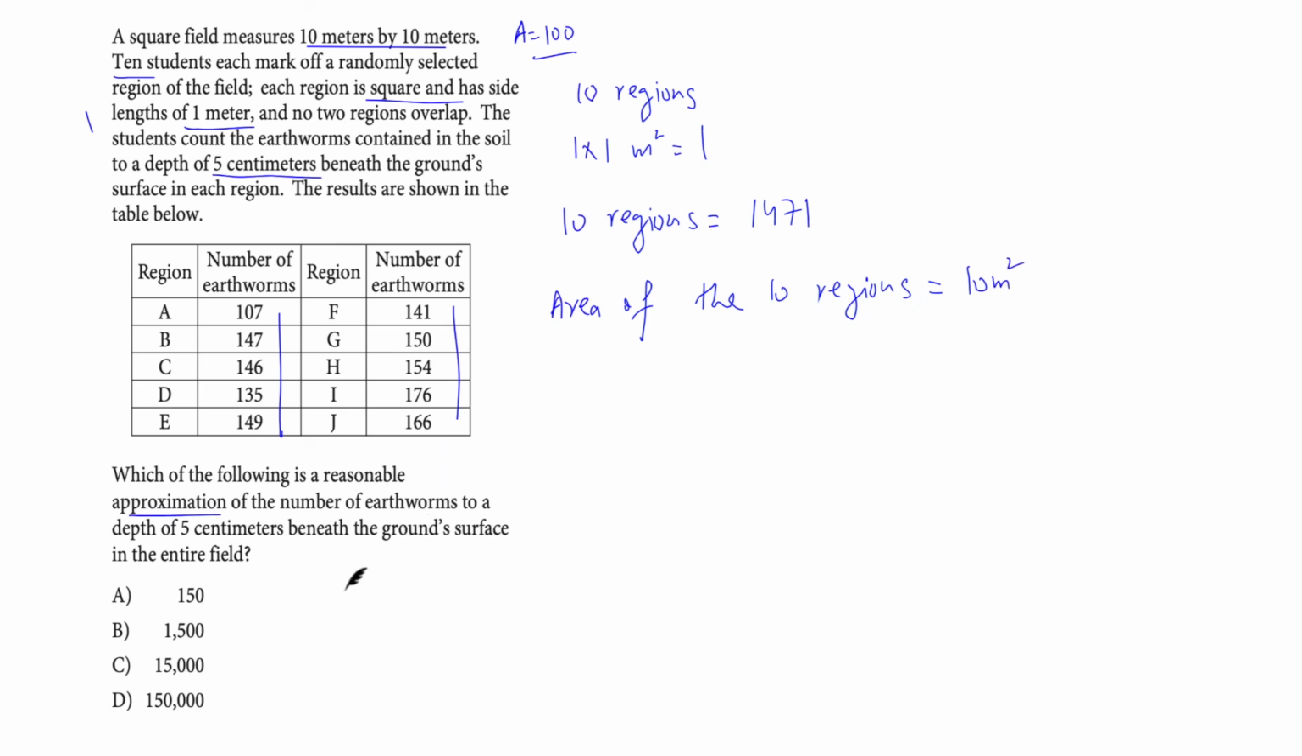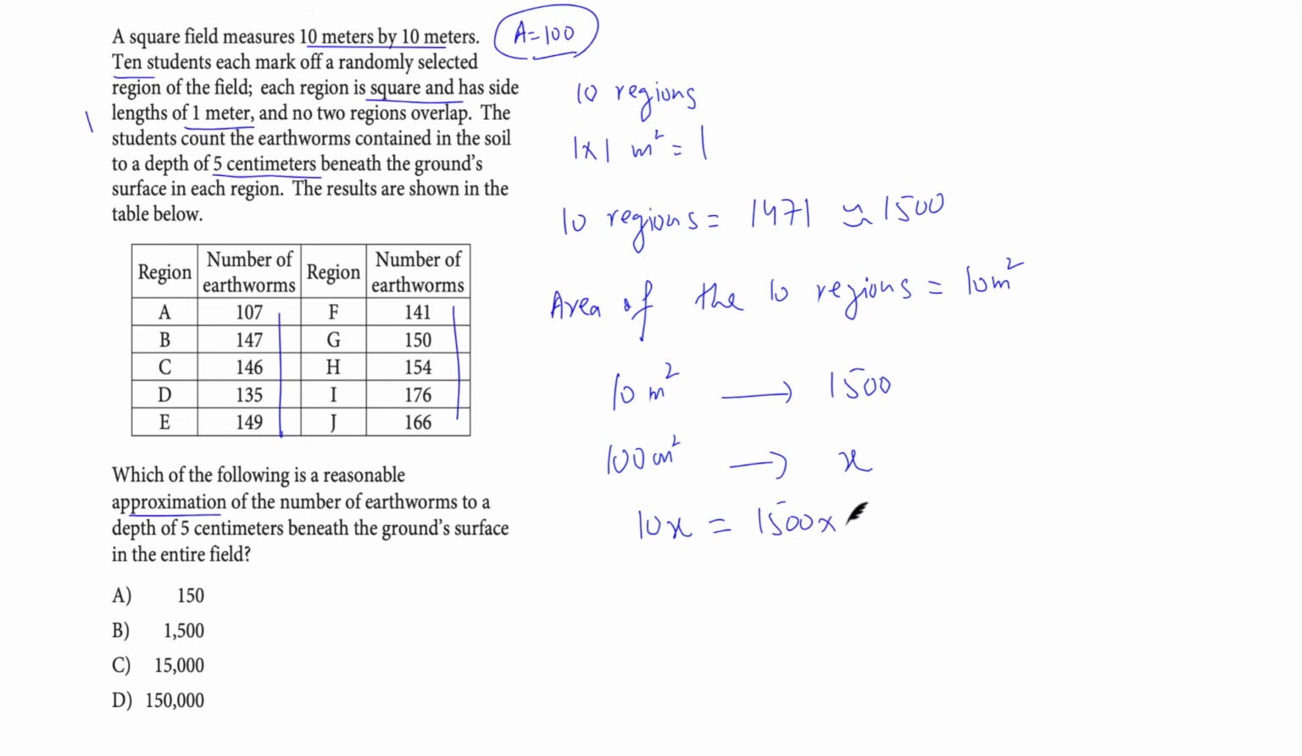And it is talking about the approximation, and you can see from the option choices it is rounded off to 1500. So let's say it's 1500 just to make your calculation easier. So if in the 10 square meter we have 1500 earthworms, how many will you have in 100 square meter? There you go. This is your proportion. Very simple. You simply multiply these. 10x equals 1500 into 100. You simply divide this with this. You get 15,000, which is option choice C.